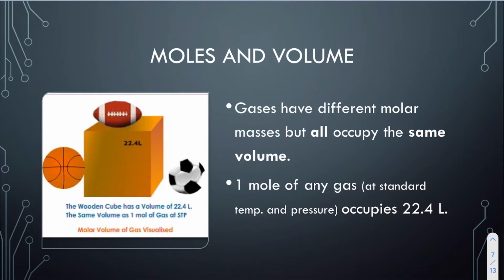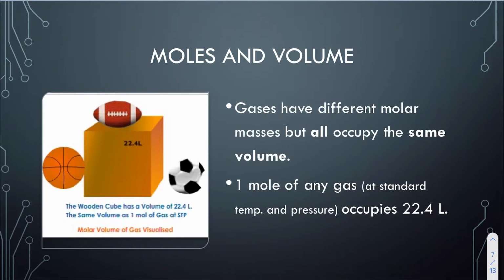There's one last conversion I want to tell you about, and that's volume. If you take a look at moles and volume, you'll learn that gases have different molar masses, but gases all occupy the same volume. 1 mole of any gas at standard temperature and pressure occupies 22.4 liters. This is how big 22.4 liters is. This wooden cube is about the size of 1 mole of any gas.